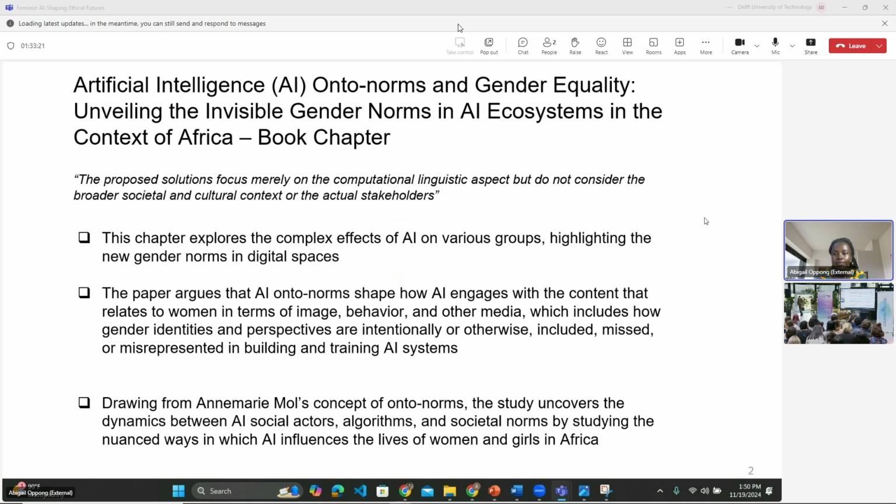In this chapter, I'm trying to explore the complex effects of AI on various groups, where we highlight the new gender norms in digital spaces as well. Here we use a group in Kenya where the participants were tasked to tell us how they feel about a post. Sometimes the post is about a female, sometimes about a male. Then we observe the way people interact with them, the comments that they make, especially within the social media space.